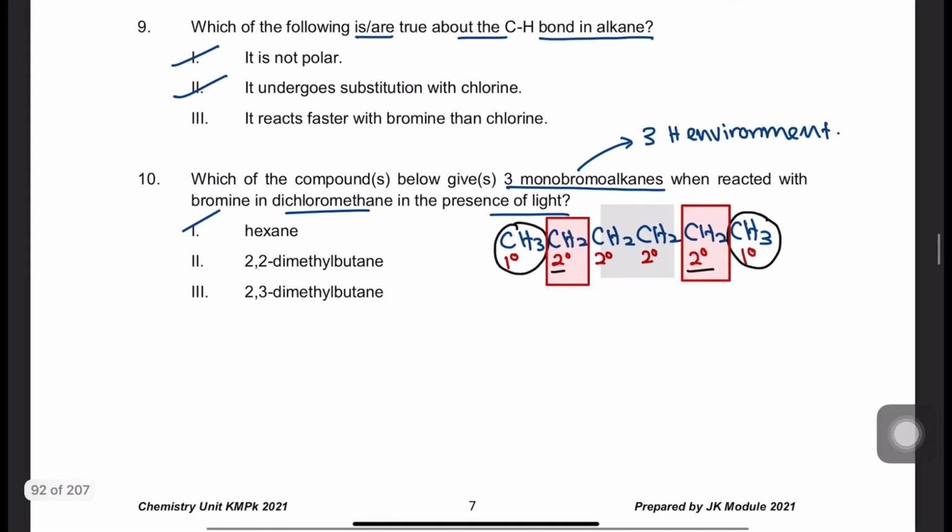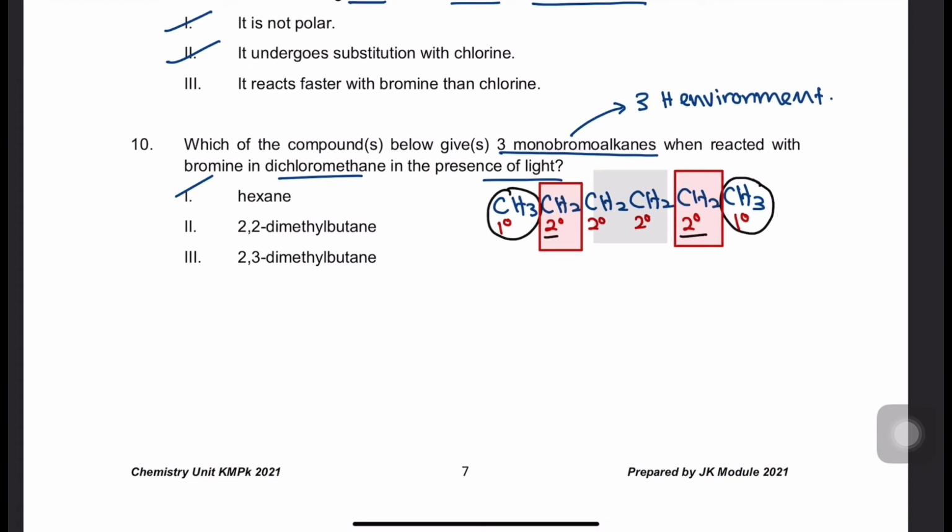Now let's look at the second one. Let's look at 2,2-dimethylbutane. So let's draw that first. So that would be CH3, CH3, CH3, continued by CH2 and a CH3. So this is 2,2-dimethylbutane. Let's classify the carbons. So primary, primary, primary, and this here is going to be a quaternary. This here is secondary, and finally we have got primary.